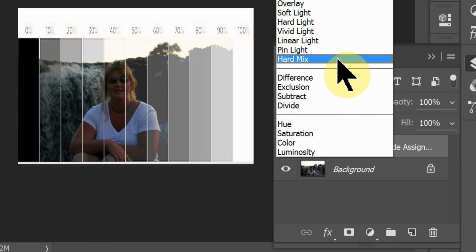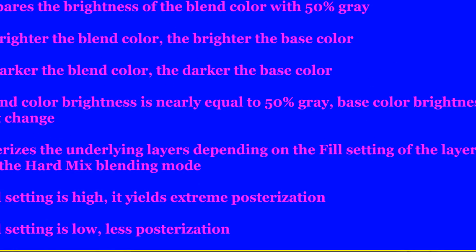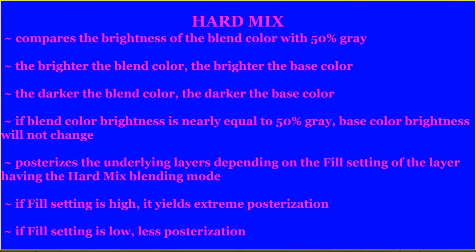Next, and finally in our contrast modes, we have hard mix. This mode compares the brightness of the blend color with 50% gray. The brighter the blend color is, the brighter the base color will be. And the darker the blend color is, the darker the base color will be. If the brightness of the blend color is nearly equal to the brightness of 50% gray, the brightness of the base color will not change.